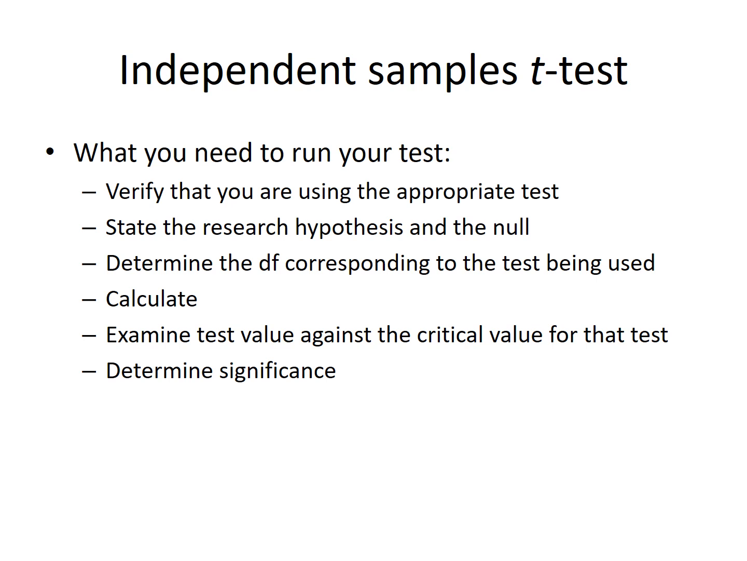When we wish to run our independent samples t-test, we need to do several things in order. First, verify that we are using the appropriate test. If you have 3 or more groups, you should not use the independent samples t-test. If you have only one group, you should not use the independent samples t-test. If you have 2 groups and they were not measured in the same way on the outcome variable, you should not use the independent samples t-test. It should only be used to compare the means of 2 different non-overlapping groups on the same outcome variable that has been measured in the same way.